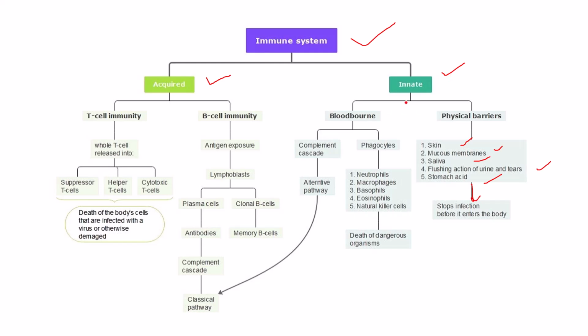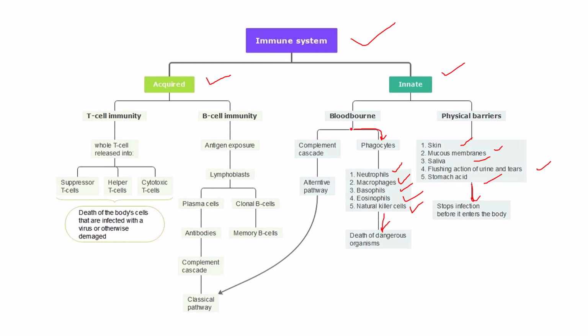Fine. But if the innate immunity is blood-borne, it is in the blood, there are some proteins or already a viral infection in the blood, then in the blood cells, so in the cells of the body also. So this blood-borne kind of immunity is controlled by phagocytes, phagocytic cells. So what all cells are phagocytic cells? These are neutrophils, macrophages, basophils, eosinophils and NK cells. These all are phagocyte cells, and they lead to the death of dangerous organisms.